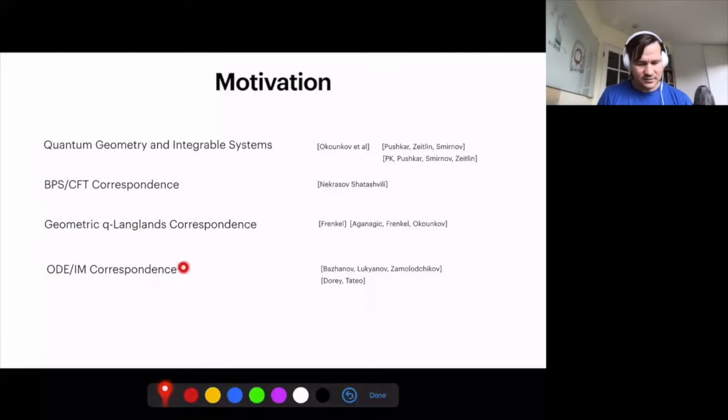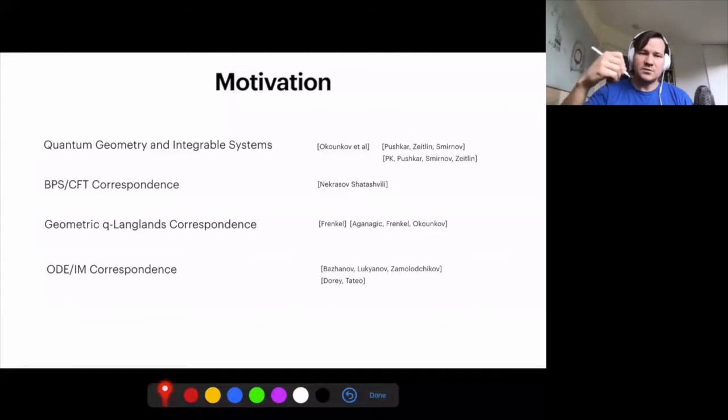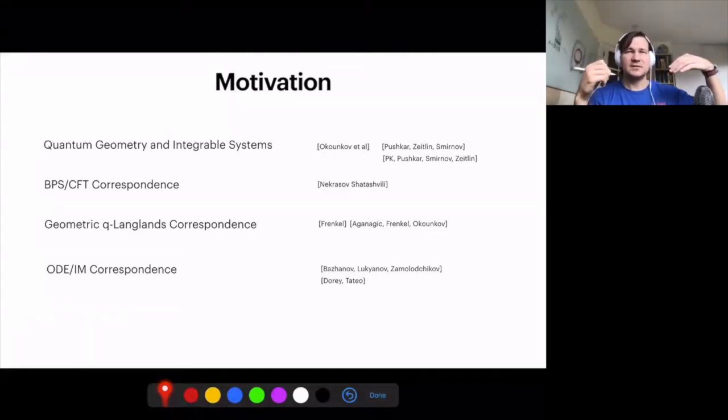And finally, this story that I've been interested in recently, the ODE/IM correspondence. Well, it's a long topic by now. It started with works of BLZ, Bazhanov, Lukyanov, and Zamolodchikov. They found that if you study the spectrum of the system of the quantum KdV, Korteweg-de Vries, differential equations, so that's the ODE side, and you study the singular behavior of its solutions, then coefficients in the expansion of those solutions around x equals 0.